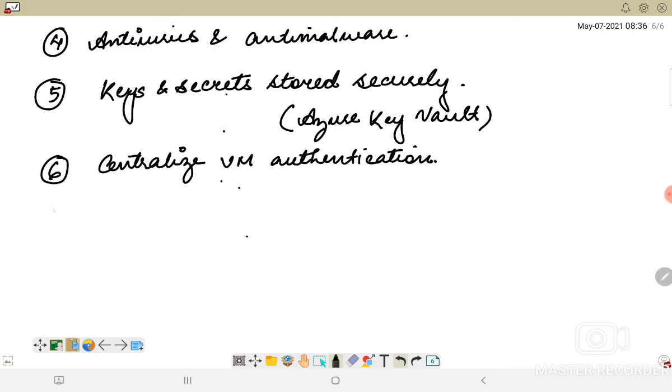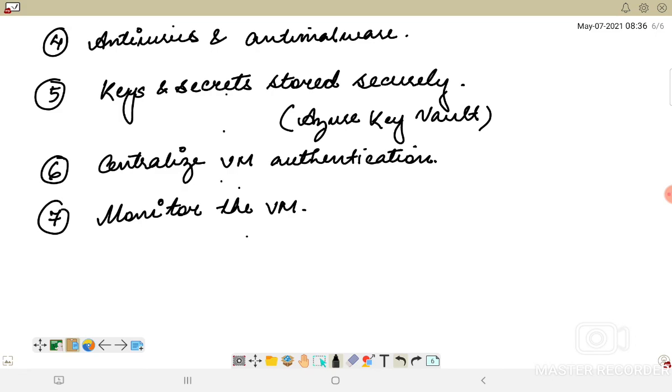Then the next important point is we need to monitor our VMs, because performance issues with a VM can lead to service disruption, which will violate the security principle of availability. So we need to monitor the virtual machines at every instant of time.